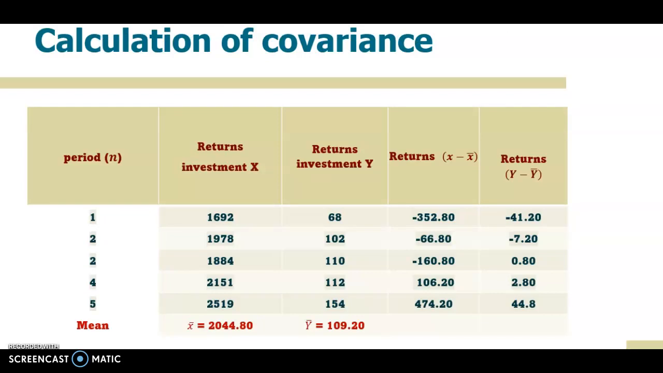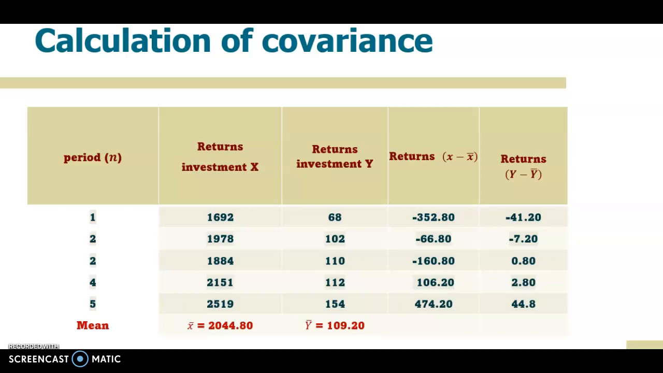In this example, we have a portfolio of investment of two assets, asset X and asset Y, and returns for the 5 periods. From this information, we find the mean return for investment X is 2044.80 and for Y is 109.20. Then we calculate X minus X hat for period 1, which is minus 352.80. Similarly, we calculate Y minus Y hat for period 1, which is minus 41.20.